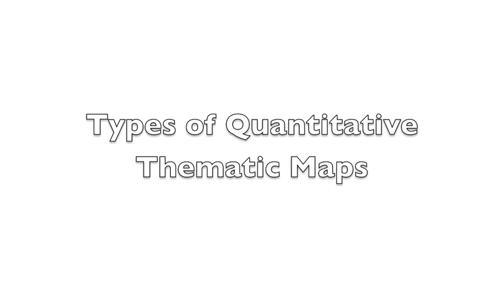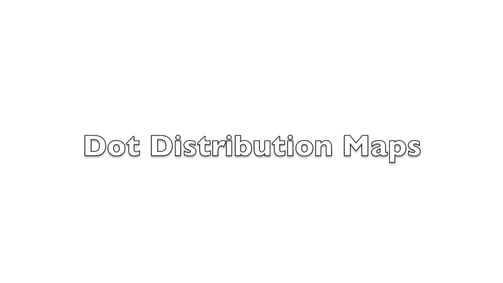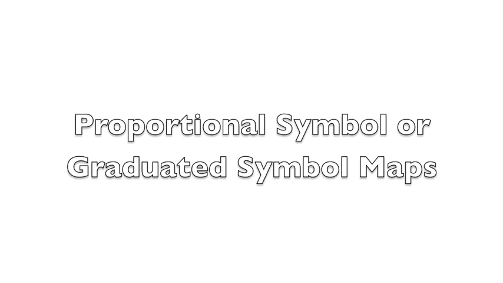Alright, next we're going to look at four types of quantitative maps. We're going to look at choropleth maps, dot distribution maps, isoline maps, and proportional symbol or graduated symbol maps. We'll also look at a fifth type of thematic map called a cartogram, but we're going to see that's technically not a map. For each type of quantitative thematic map, we're going to describe them, and then we're going to talk about their strengths and weaknesses. Let's start with choropleth maps.